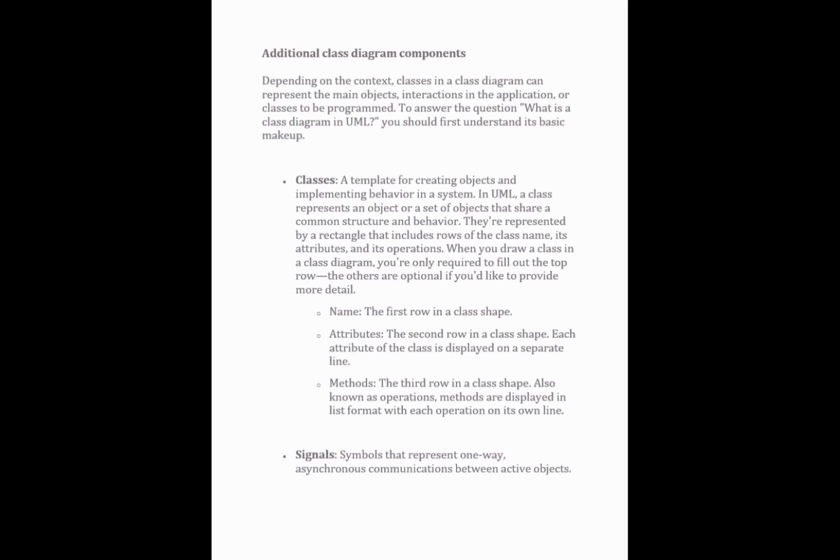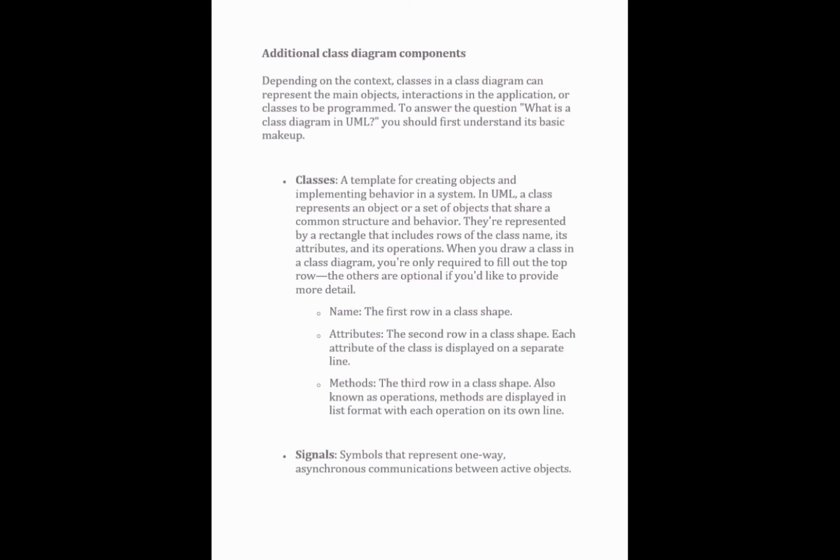So we discuss additional class diagram components. Depending on the context, classes in class diagram can represent the main object interaction in the application or classes to be programmed. To answer the question, what is a class diagram in UML, you should first understand its basic makeup. First one is classes, a template for creating objects and implementing behavior in a system. In UML, a class represents an object or set of objects that share a common structure and behavior. They are represented by a rectangle that includes rows of class name, its attributes, and its operations. When you draw a class in a class diagram, you are only required to fill out the top row. The others are optional if you would like to provide more detail.